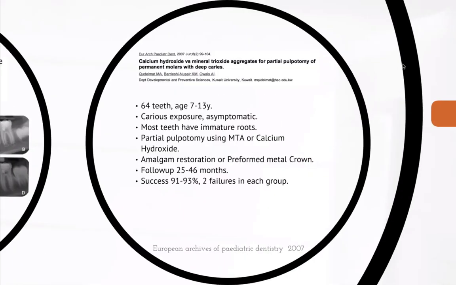And another paper, the same group in Kuwait University, they did 64 teeth, young age group. And the reason they did young age group, because these are actually pediatric dentists. They're not endodontists. And these are asymptomatic. They did the pulpotomy or calcium hydroxide. They wanted to see which one is more successful. And the success was almost similar, 91-93%, two failures in each group.